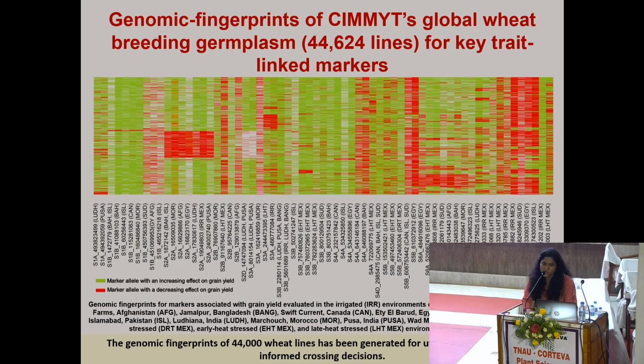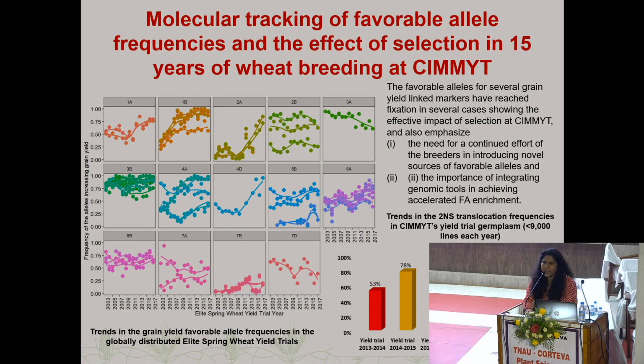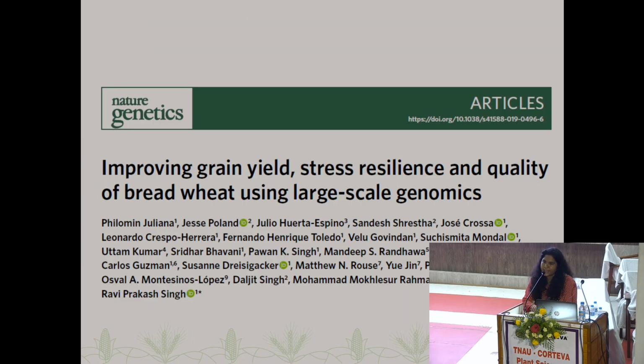And this is also just a division of the molecular tracking of these alleles by different chromosomes. As you can see, this is over 15 years of wheat breeding at CIMMYT, and some of these alleles have really come to high frequencies just by breeder selection. We can do much more with the genomic tools that we have, and that's what we are trying to achieve. All of this work has just been published last month in this paper in Nature Genetics, and if anybody is interested, it's available, and you can read it.